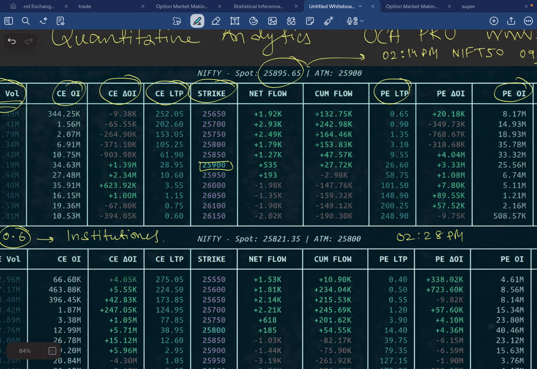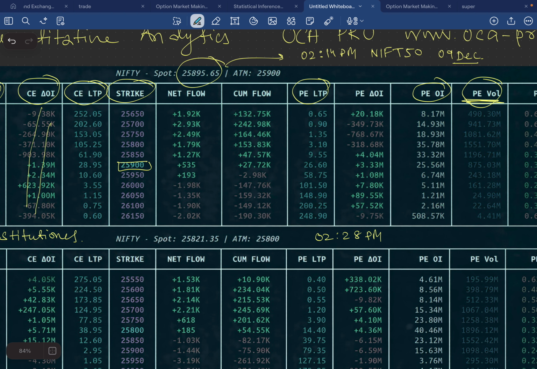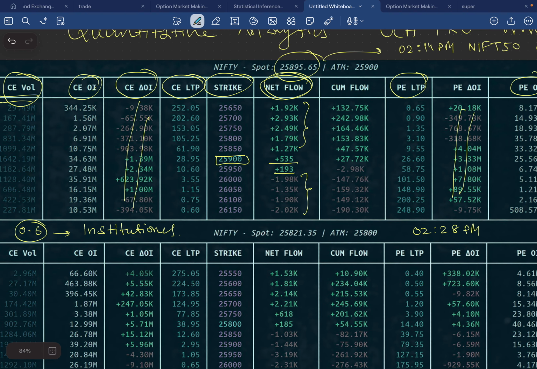In the finished version you will get it from day start to day end, but for the time being you are going to ignore it. This is what we have, the most important part, that is net flow. So let me tell you, at this strike the flow was slightly positive. And at these the flow was negative, the flow was positive, and this was the flow.